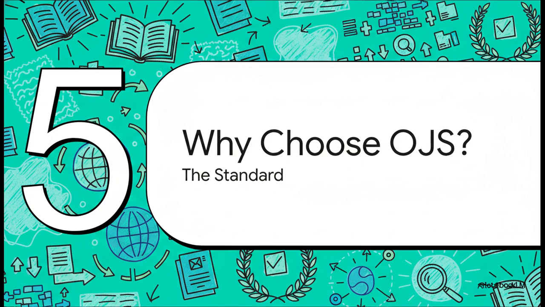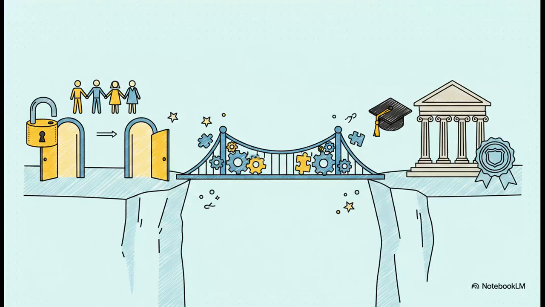And that brings us to Section 5, Why Choose OJS? The standard for publishers. Why has it become the standard for so many publishers? Well, OJS perfectly bridges a vital gap. On one hand, it's a highly accessible open source community project. But on the exact same hand, it completely adheres to the strict, rigorous infrastructure standards required by major international academic indexes, like DOAJ and Scopus. It basically gives you professional enterprise-level architecture without any of the enterprise-level barriers.